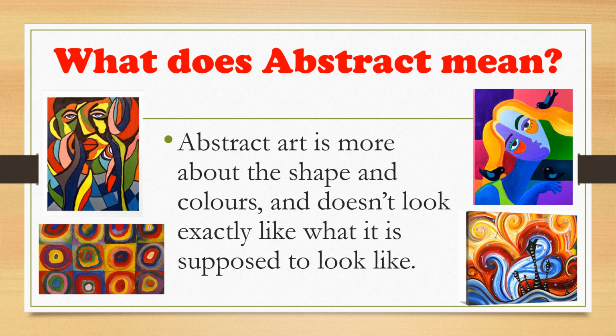Abstract art is more about the shape and the colours and doesn't look exactly like what it is supposed to look like. So have a look at some of those examples there. They look a bit odd, but they have lots of interesting shapes and colours. So it's not so much about the details in abstract art, more about the colours and the shapes.